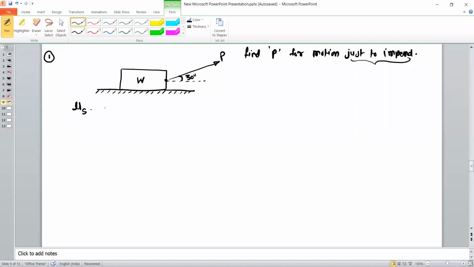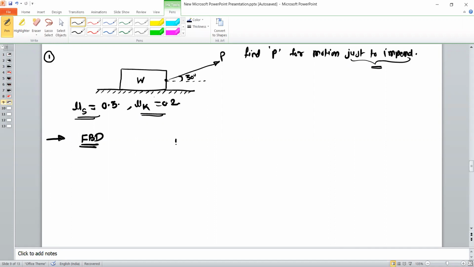The coefficient of static friction, that is mu s, is equal to 0.3. Also the coefficient of kinetic friction is given, that is equal to 0.2. But for this condition, motion to impend, we have to just use the coefficient of static friction, because at this condition the given object is not completely in motion. It is on the verge of motion. If the object is completely in motion, that is the dynamic condition, then we can use the coefficient of kinetic friction. Okay, so the first step is to draw the free body diagram.